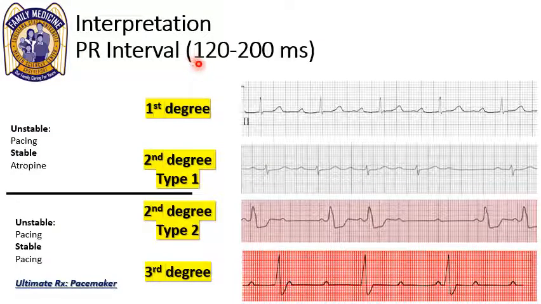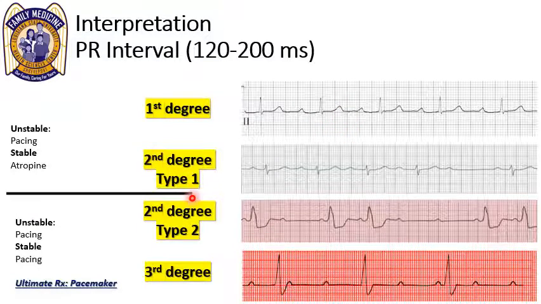So continuing from the previous slide, you know that 0.12 to 0.20 seconds is 120 to 200 milliseconds. If you have a first degree, it's greater than that, meaning that you have an extended, prolonged PR interval from the QRS complex with no drop beats. If they're stable and okay, this is common in elderly and people who are taking AV blocking medications like calcium channel blockers and beta blockers. This is nothing that you need to worry about unless they're symptomatic. And what is symptomatic? Short of breath and organ compromise, things like that.